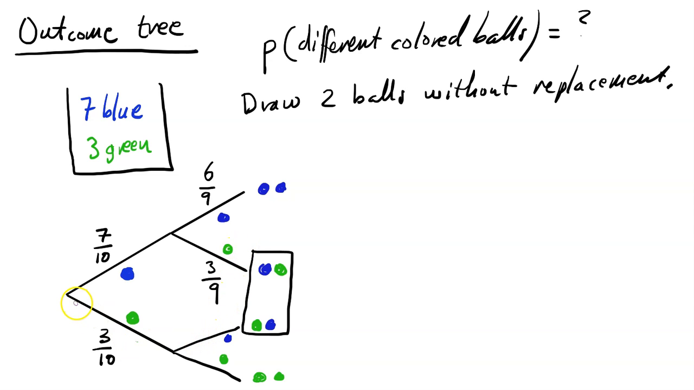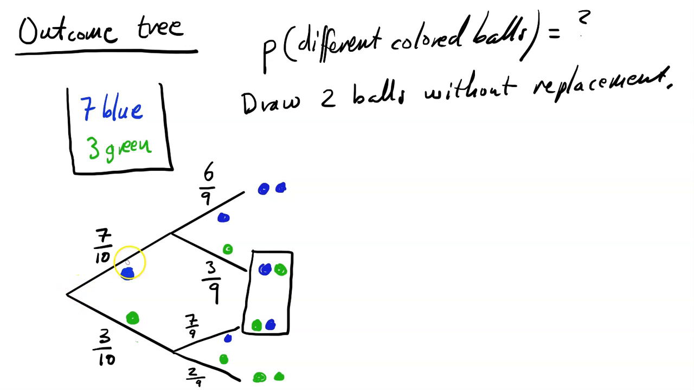Okay, similar here. If you drew a green on the first, then for drawing a blue on the second, there are 7 blue left out of a total of 9. And here we have how many greens left? 2 greens left, since we removed 1 green, out of a total of 9. Okay, so then we need to see what the probabilities are out here, because these are the probabilities we're interested in.